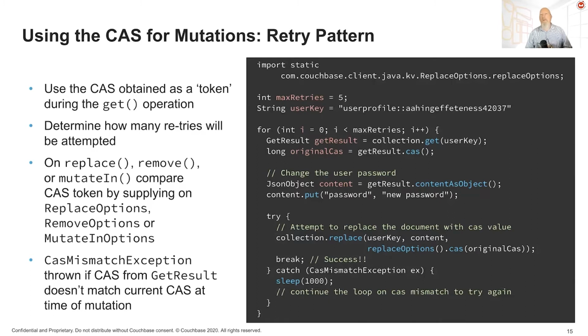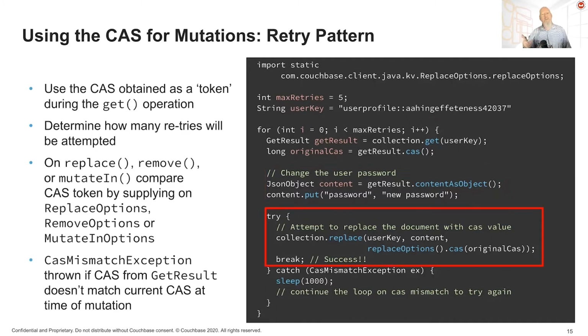It's a retry pattern. And basically the idea is we set up some kind of a looping strategy. Lots of ways to do that. This is one example I'm going to show you. It's basically a looping pattern where I'm going to loop over the basic operation, which is to get the object, including the get result, get the original CAS. I'm going to make the change to the document. In this case, I'm updating the password with a new value. And then I'm going to attempt to replace it, supplying the original CAS.